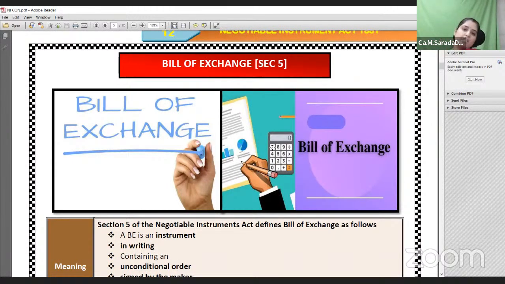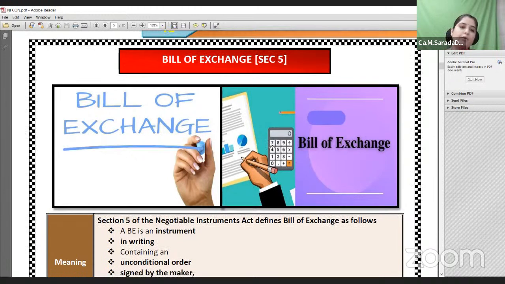Now, let's come to the bill of exchange under Section 5. In case of a bill of exchange, there are two parties, drawer and drawee. The drawer is the seller who will prepare the bill. The drawee is the buyer who will accept the bill and sign it, and he will deliver that bill to the drawer. The drawer is the holder of the bill. He can keep it with himself until the due date or he can endorse it to some other party.